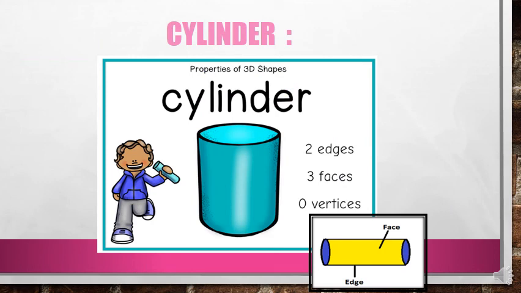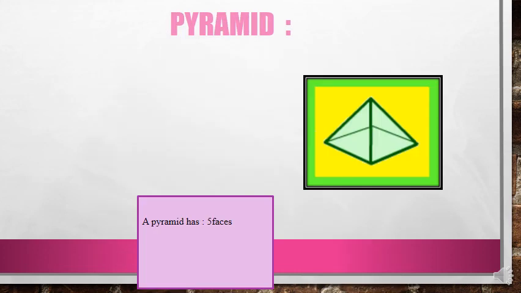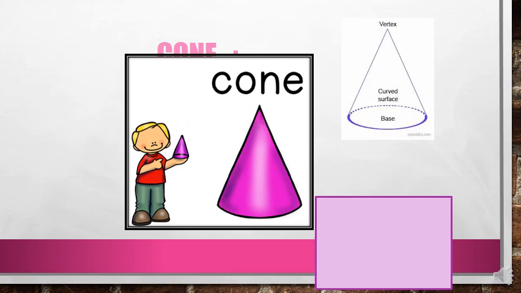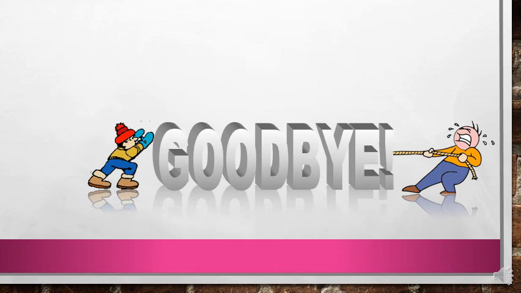Now we have the cylinder. A cylinder has 2 edges, 3 faces, and 0 vertices. Pyramid. A pyramid has 5 faces, 5 vertices, and 8 edges. Cone. A cone has 2 faces, 1 vertex, and 1 edge. Thank you for listening and goodbye.